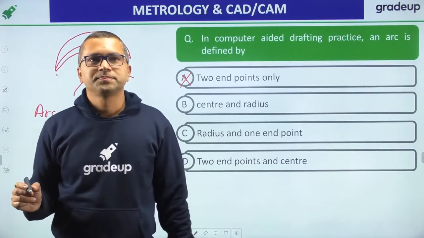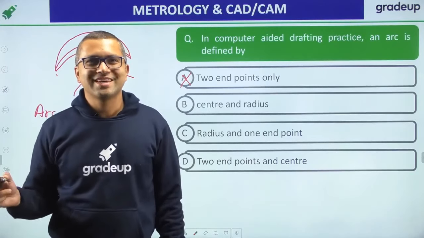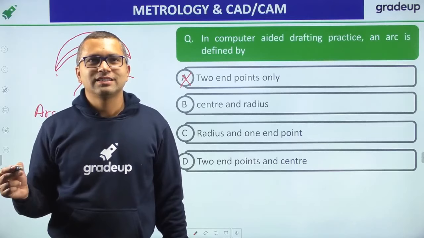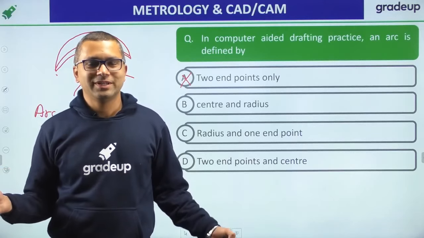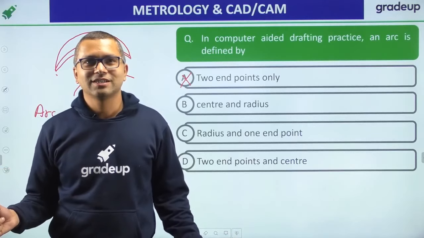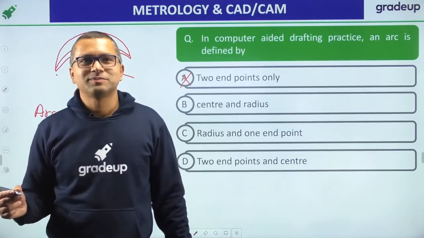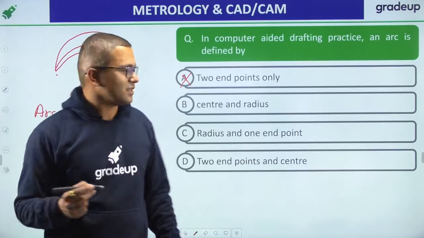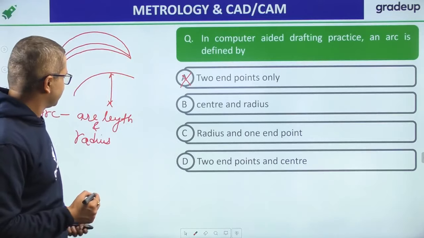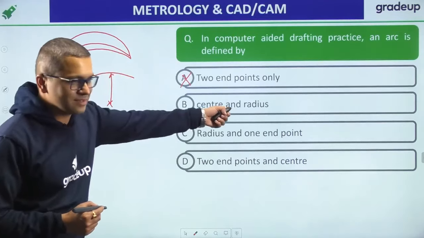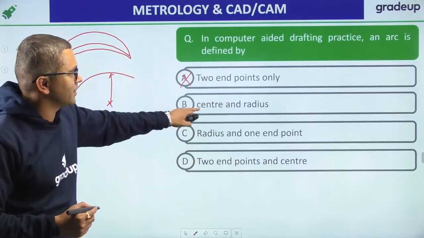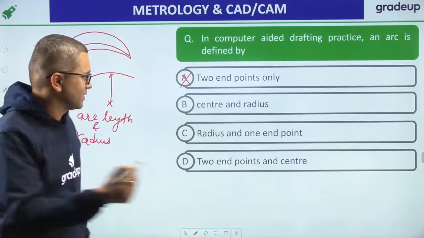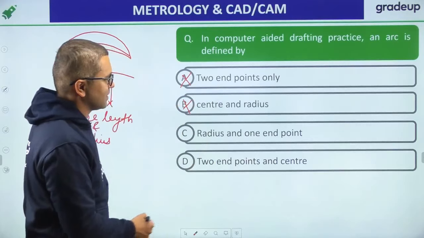Amit says D. Aditya Srivastav says no. Amit Garg says no. Okay, fine. Center and a radius is required to define a circle, right? But not an arc. Yes? So, this is not an option.